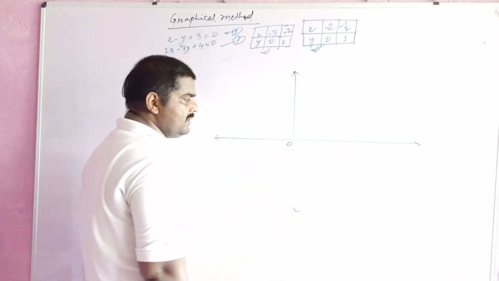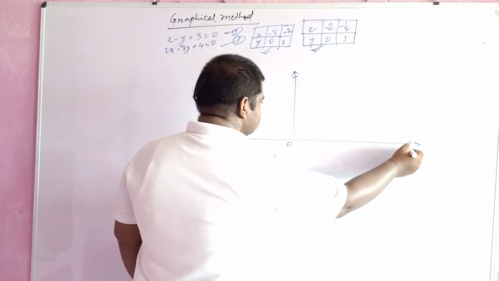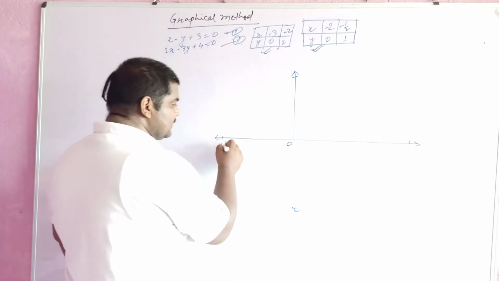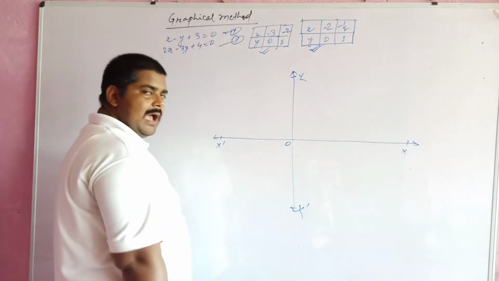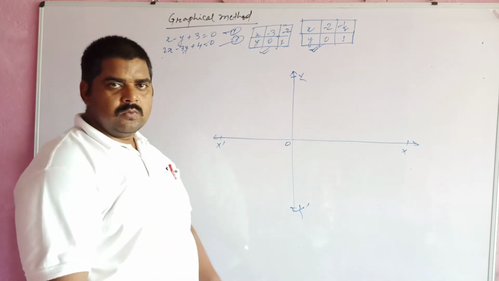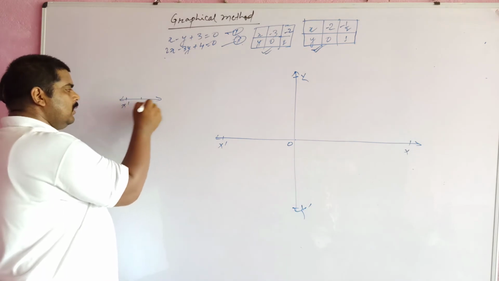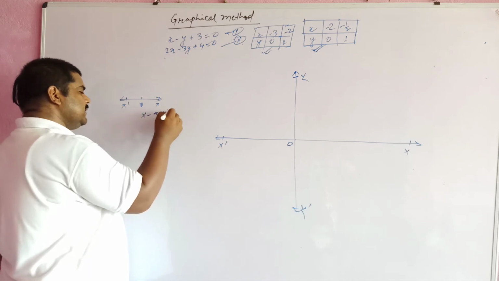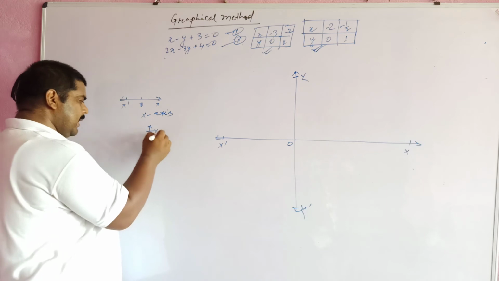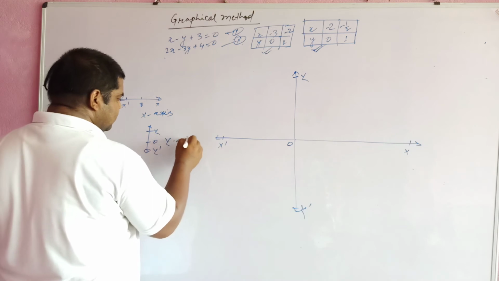Actually, this is the origin, and you know very well that this horizontal line x dash o x is the x-axis, and y o y dash is the y-axis. And you also know that they are perpendicular to one another. You know very well that x dash o x is known as the x-axis, and y o y dash is known as the y-axis, my dear.